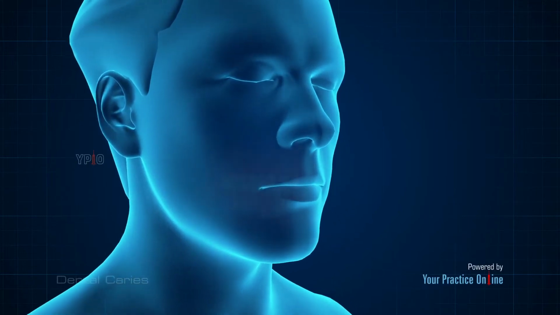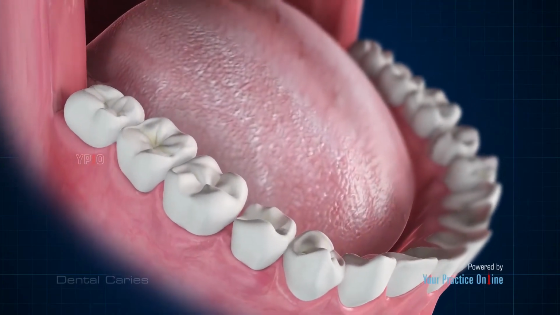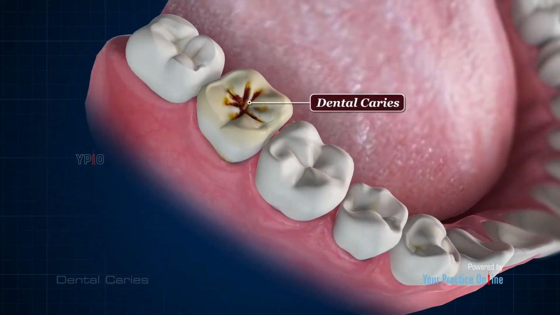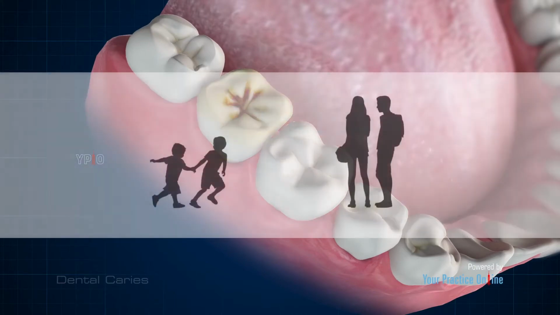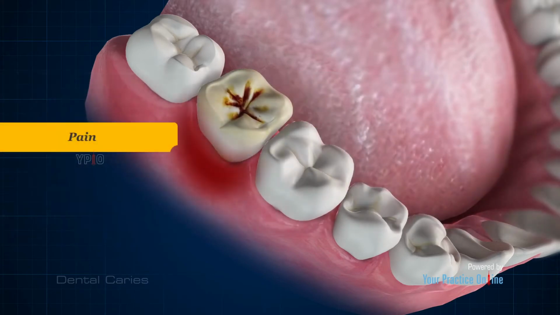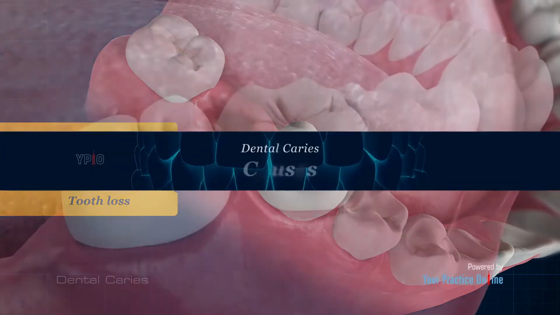Dental caries, also known as tooth decay or cavities, is a condition in which the tooth structure is progressively destroyed by bacteria on the tooth surface. It can affect both children and adults, and if left untreated may eventually lead to pain, infection, and tooth loss.